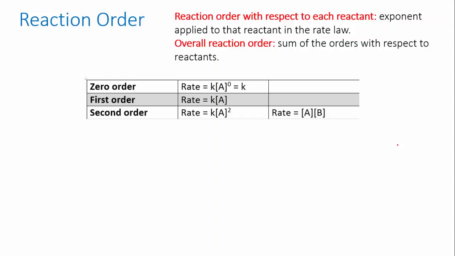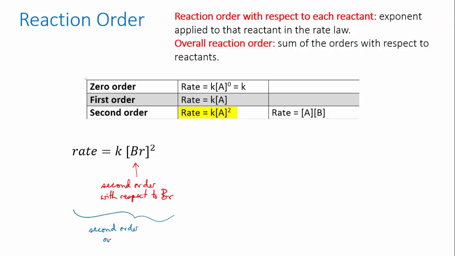One is that the rate could depend on the square of one reactant concentration, as with the bromine atoms becoming bromine molecules in the previous slide. In this case, the reaction is second order with respect to the reactant, and it's second order overall.